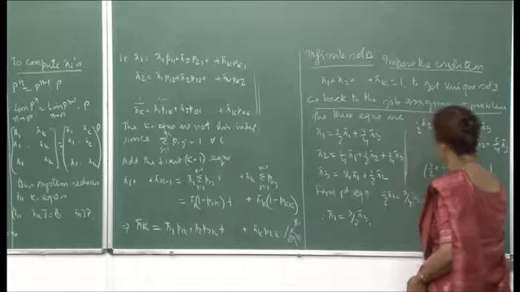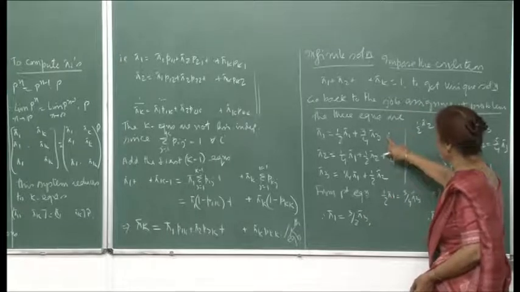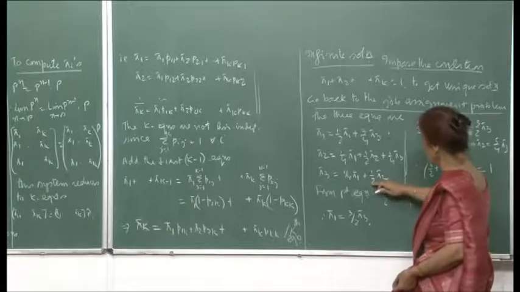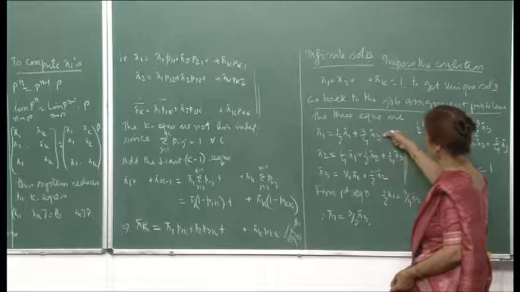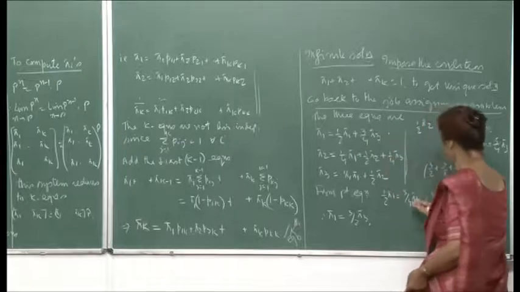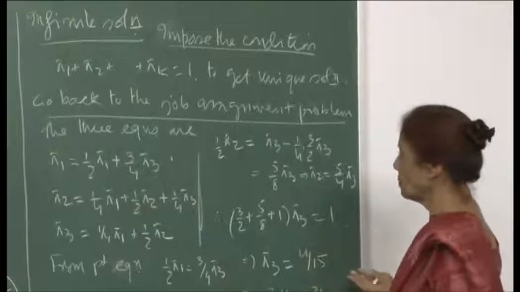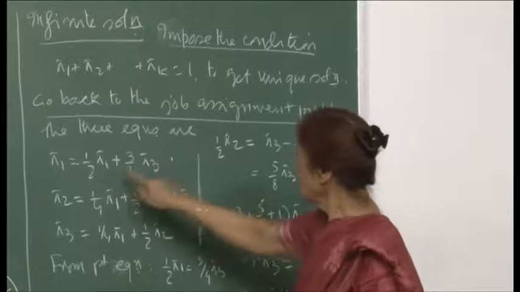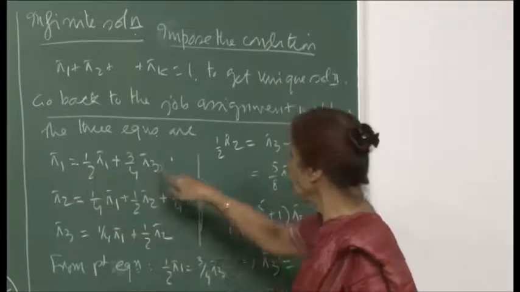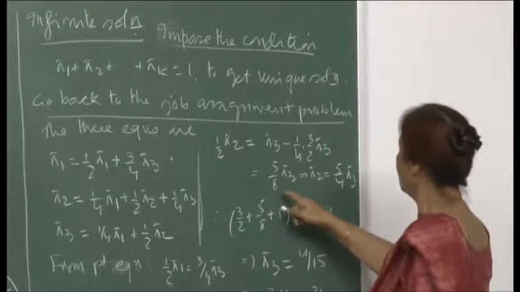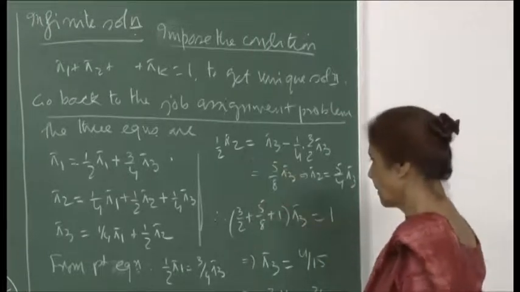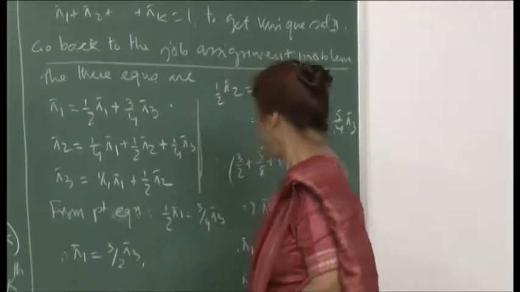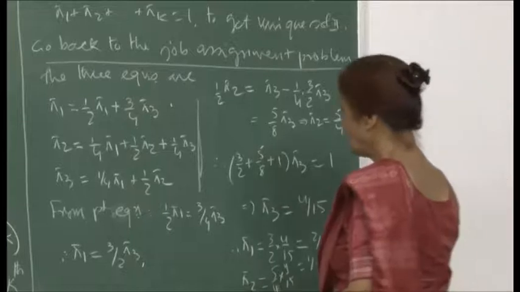So the trick would be that since I don't get a unique solution to this system, I will solve for pi 1 and pi 2 in terms of pi 3, and then I will apply the condition that the sum is equal to 1 to get the value of pi 3, and then I will get all the values. So from here you immediately see that half of pi 1 is 3 by 4 pi 3. So pi 1 is 3 by 2 pi 3, right?